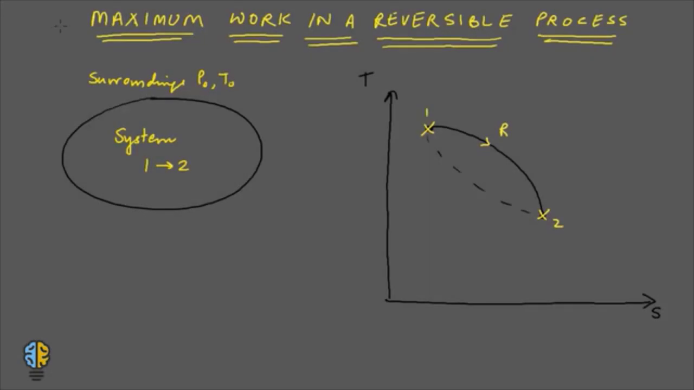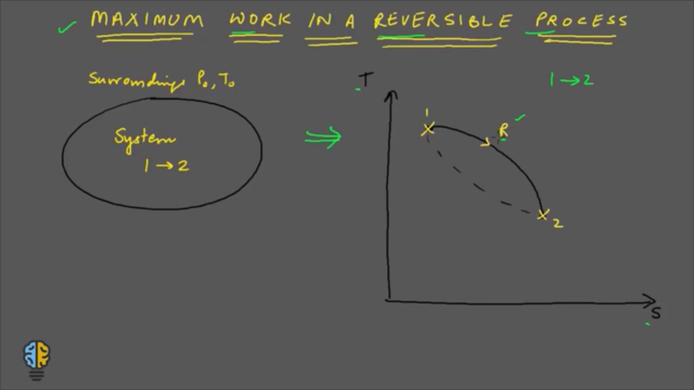Now let's talk about the maximum work in a reversible process. For this, let us consider a closed stationary system undergoing a reversible process R. Let's focus on this particular diagram, that is a TS plot. You have a system which is undergoing a reversible process R, so this is the process from 1 to 2, which is going through this reversible path.